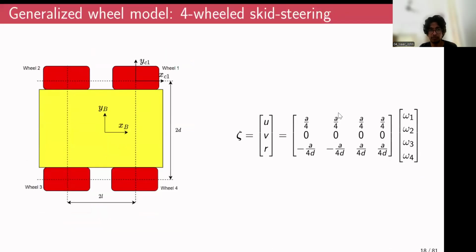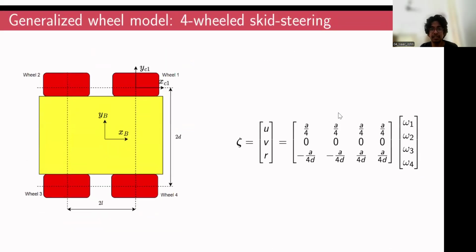And in case of a four-wheeled skid steering robot, this is how that mapping looks from UVR to all the four wheel velocities, omega 1, omega 2, omega 3, and omega 4, where the velocity of this wheel is omega 1, velocity of this wheel is omega 2, velocity of this wheel is omega 3, and velocity of this wheel is omega 4.